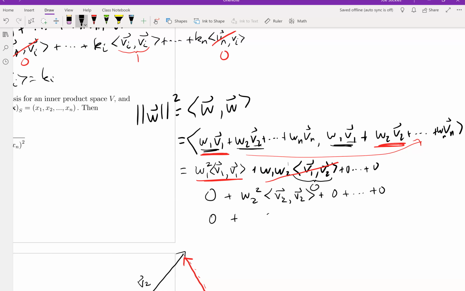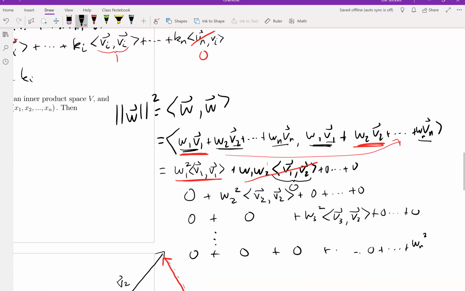To emphasize again, for the third one, when we take the third one with the first one, we would get 0. When we take the third one with the second one, we would get 0. Third one with itself, we get the W3 squared inner product of V3 with itself. And then again, the rest would be 0, all the way down to a bunch of zeros until we get to the very last one and get Wn squared inner product of Vn with itself.